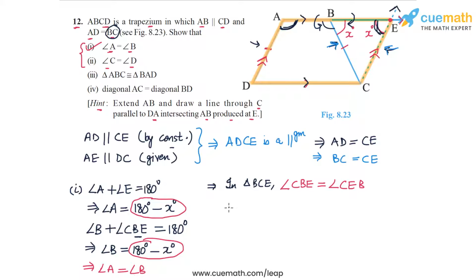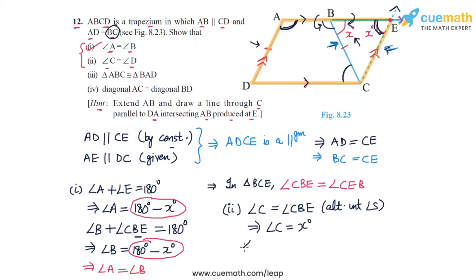Now similarly, let's find out the measures of angle C and angle D. So angle C is this angle here, angle C of the trapezium. This forms an alternate interior angle pair with angle CBE. So we can write angle C is equal to angle CBE because this is a pair of alternate interior angles, and this means that angle C is equal to x degrees.